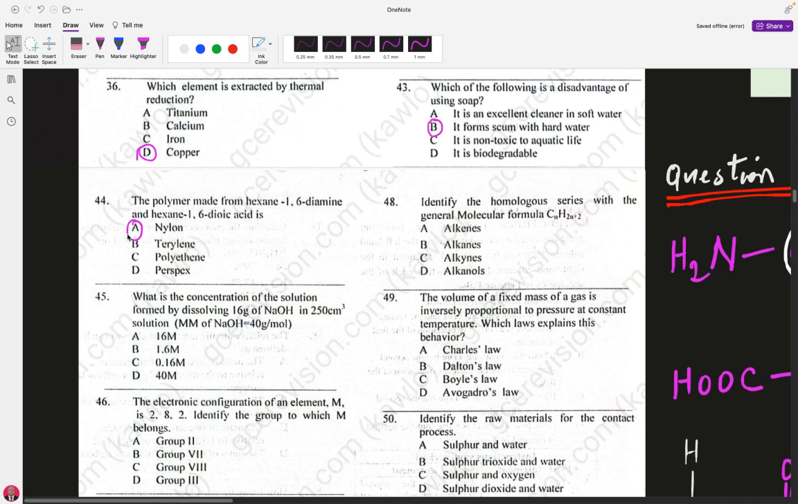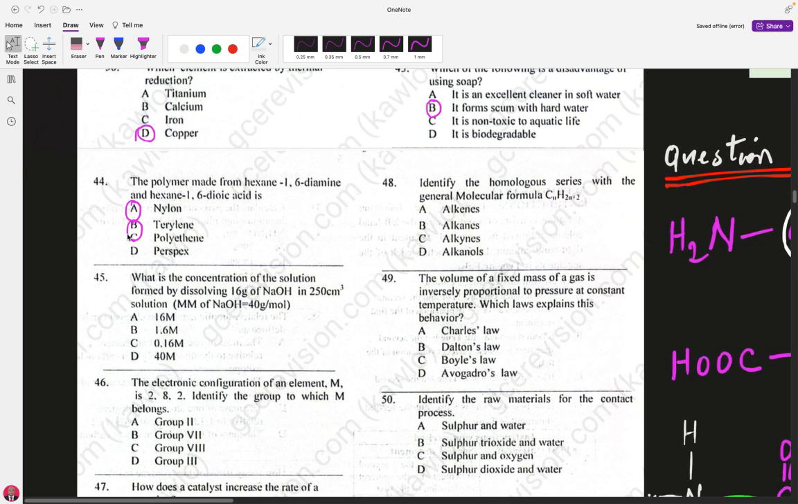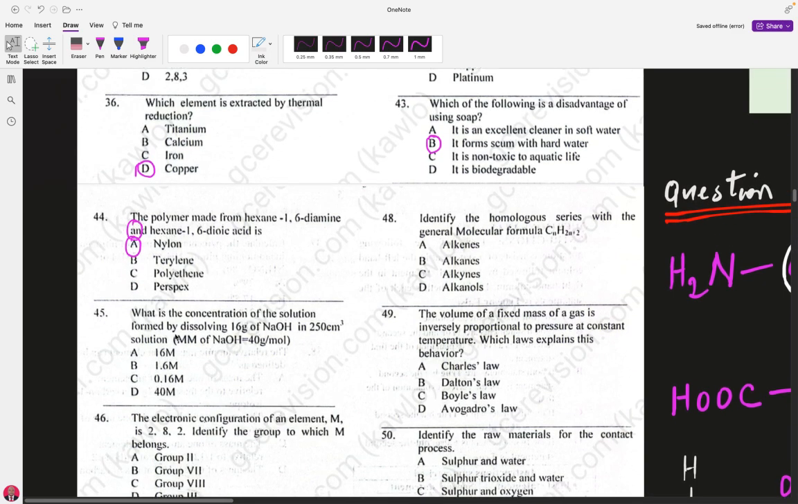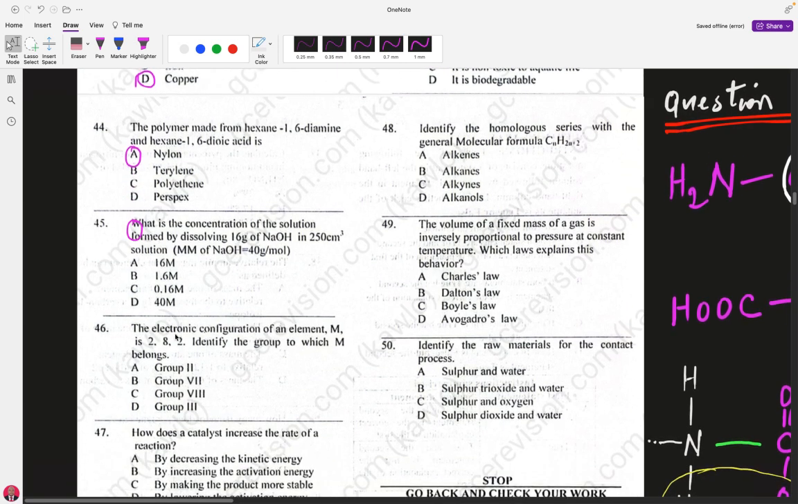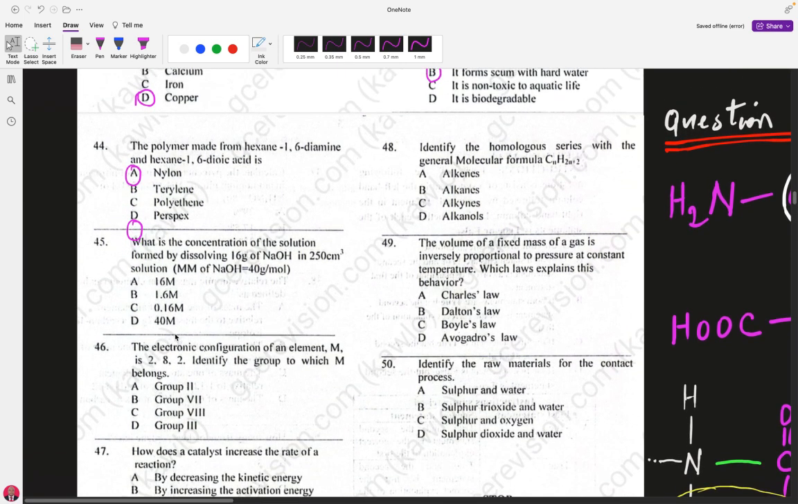Now let's go to question number 45. It has to do with calculation again. Now on question number 45.